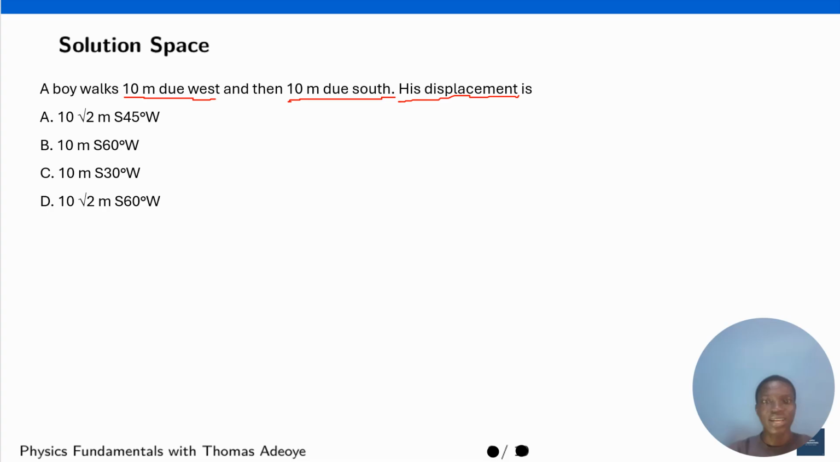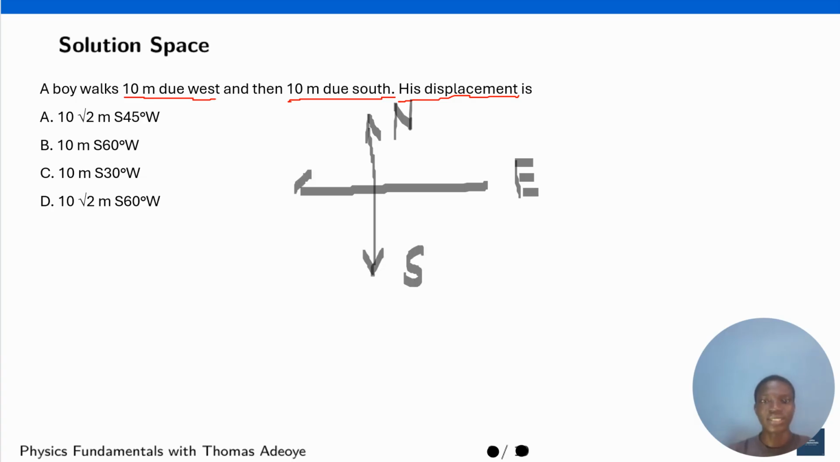Now for the first part of the journey, let us use this. Okay, I'm sorry, I should mention this. So on a cardinal point, this is the north, this should be east, and this is south, and this is west on the cardinal point. So we have this is west. Now the boy, do not forget, walked 10 meters due west.